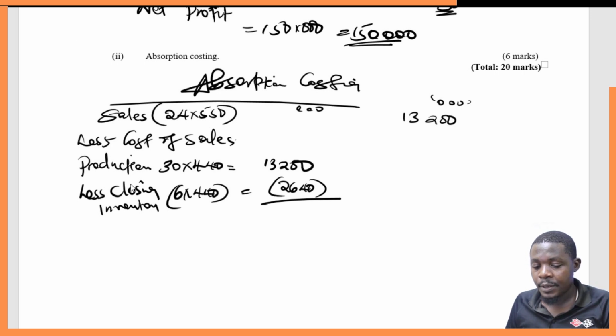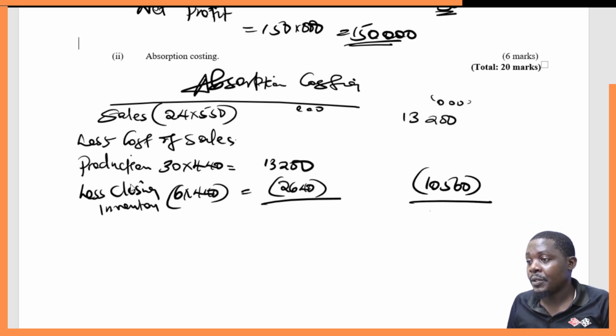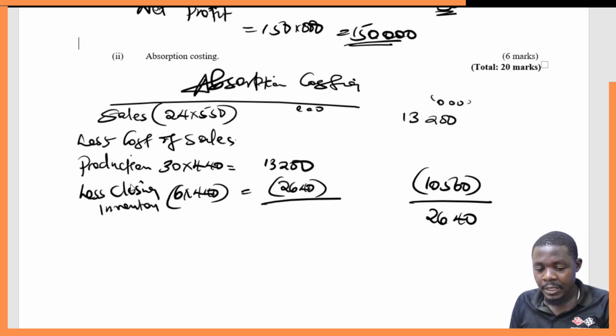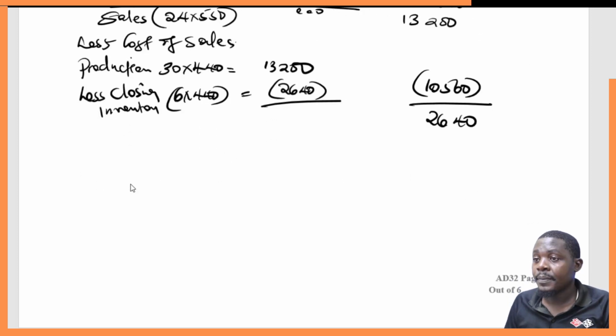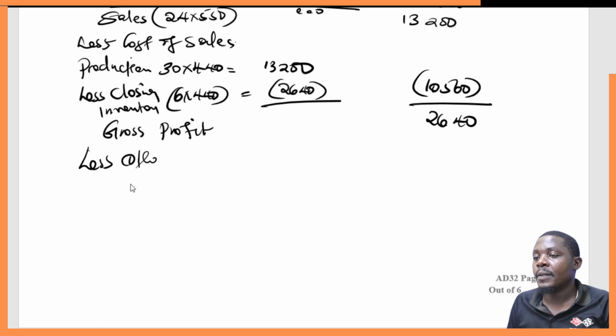13,200 minus 2,640, we have 10,560. If you minus that from 13,200, you are going to get 2,640. Then we list the overheads. That is now the gross profit, then less other overheads.